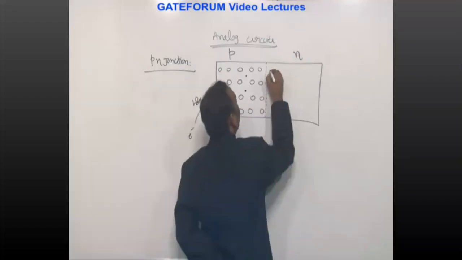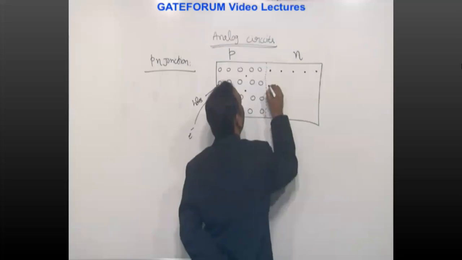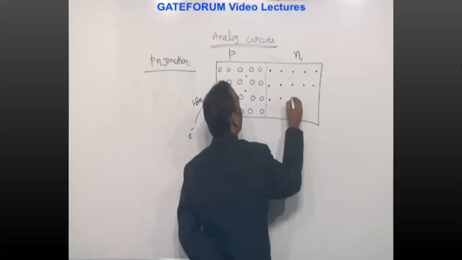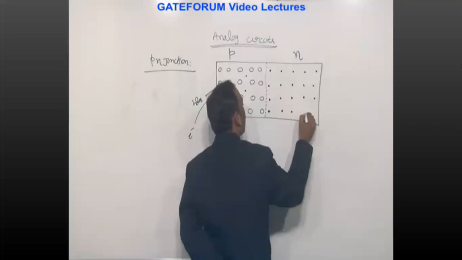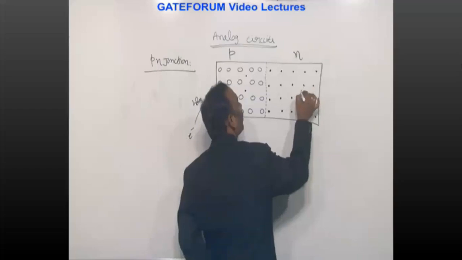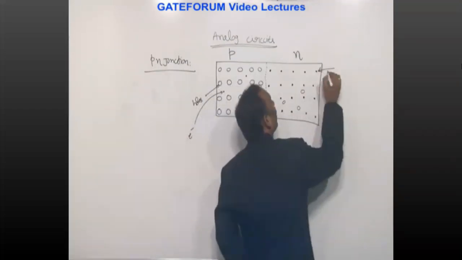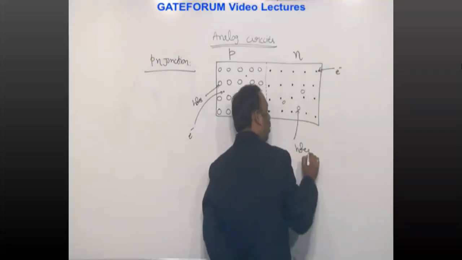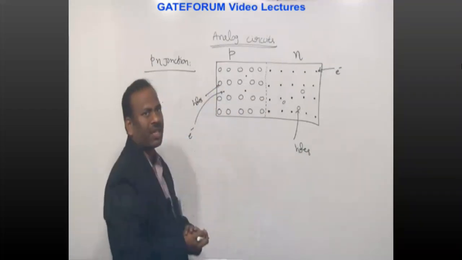In an n-type semiconductor, electrons are the majority charge carriers and the minority charge carriers are holes. So these are electrons, these are holes. Now, this is not the completed p-n junction structure.